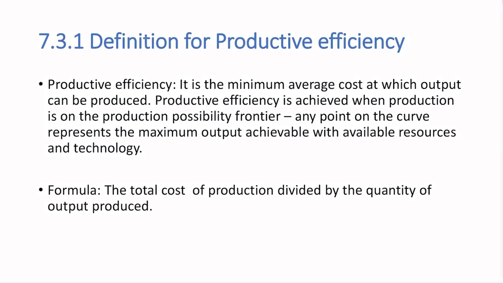To get us started, what's a definition of productive efficiency? It's the minimum average cost at which output can be produced. It's achieved when production is on the production possibility frontier, which is any point on the curve that represents the maximum output achievable with available resources and technology. Its formula is the total cost of production divided by the quantity of output produced.